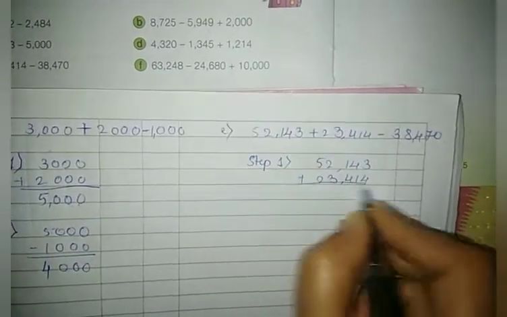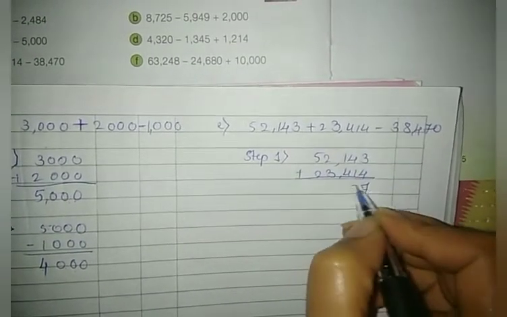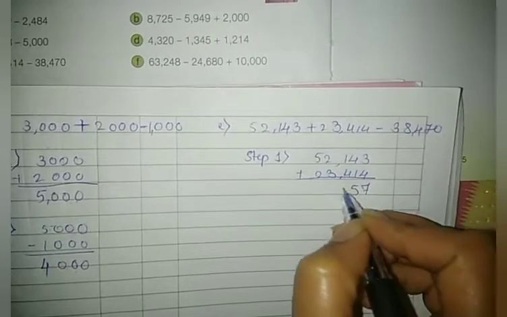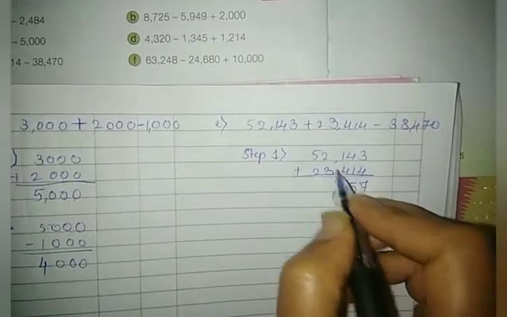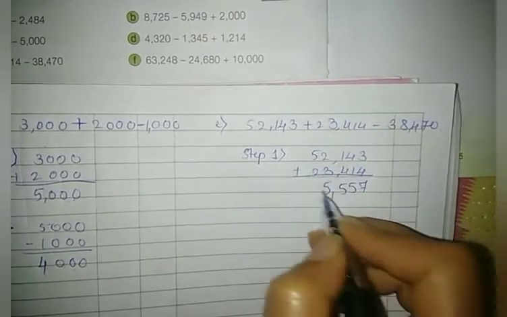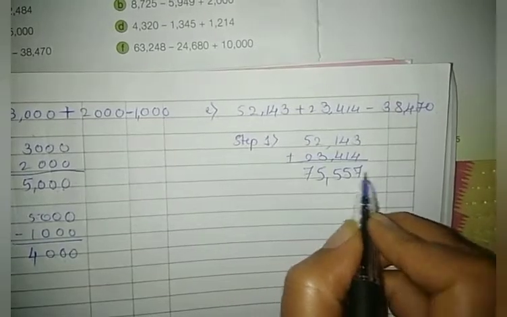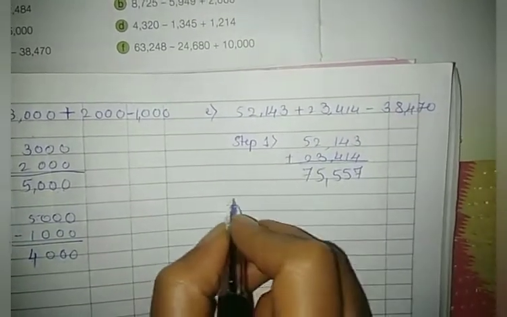23,414. Add the numbers. 3 plus 4 is 7. 4 plus 1 is 5. 1 plus 4 is also 5. Then 3 plus 2 is also 5. 5 plus 2 is 7. So the answer we got is 75,557. Then what is the step 2?